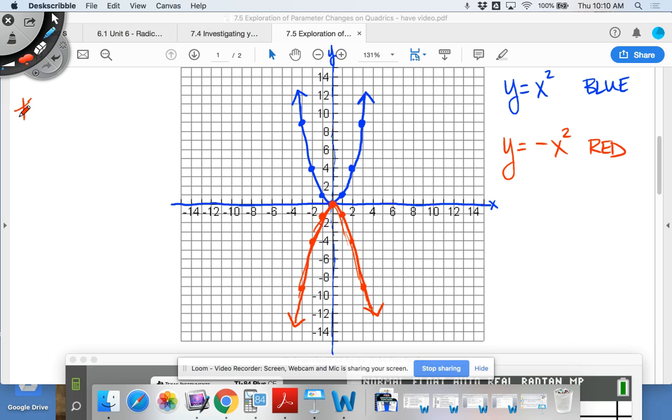So over here on the left-hand side of your paper, I want you to make yourself a note. Negative A opens downward.